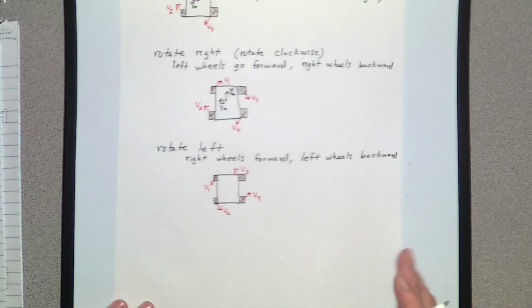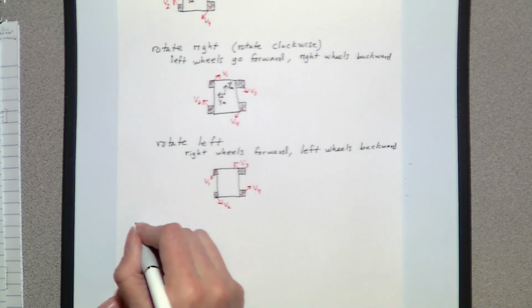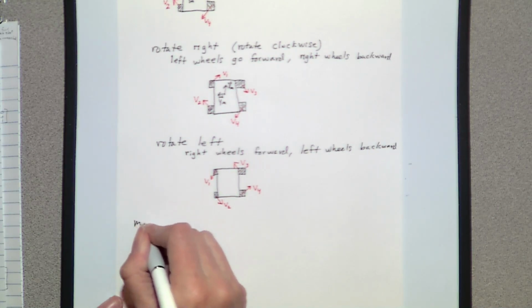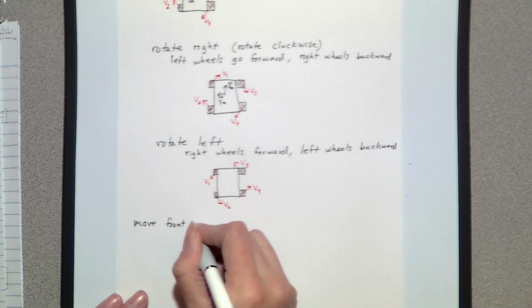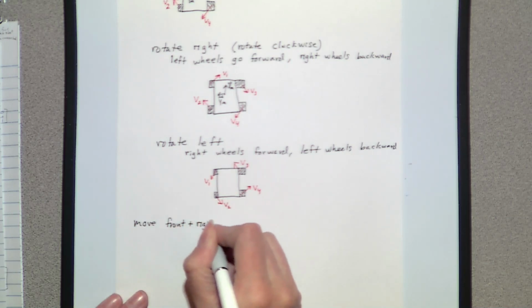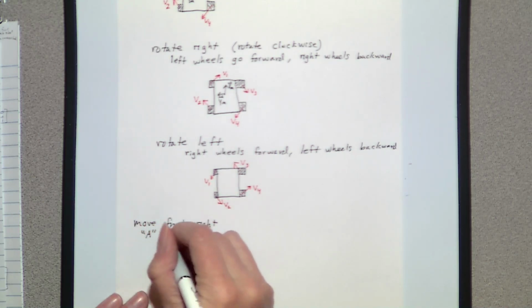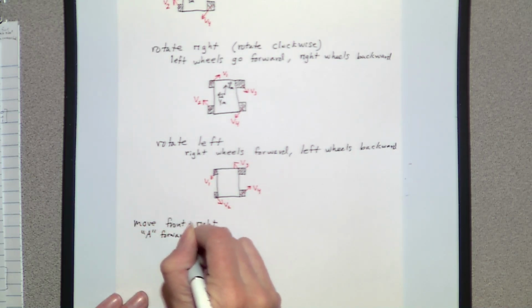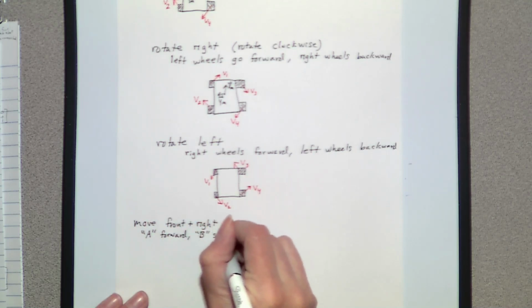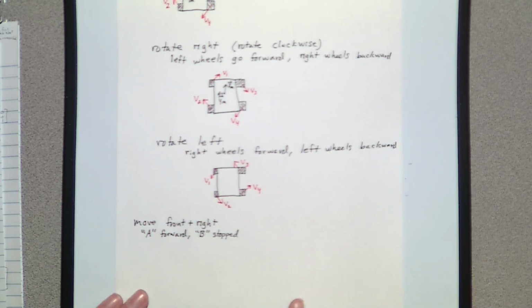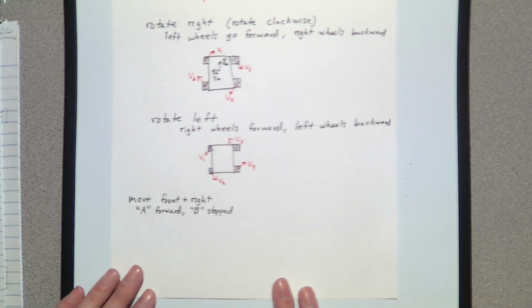So these ones I'll do a little bit more compact because they're all very similar in idea. So if we want to move front and right, we move the A wheels forward and the B wheels are stopped. So basically we just let those roll freely.